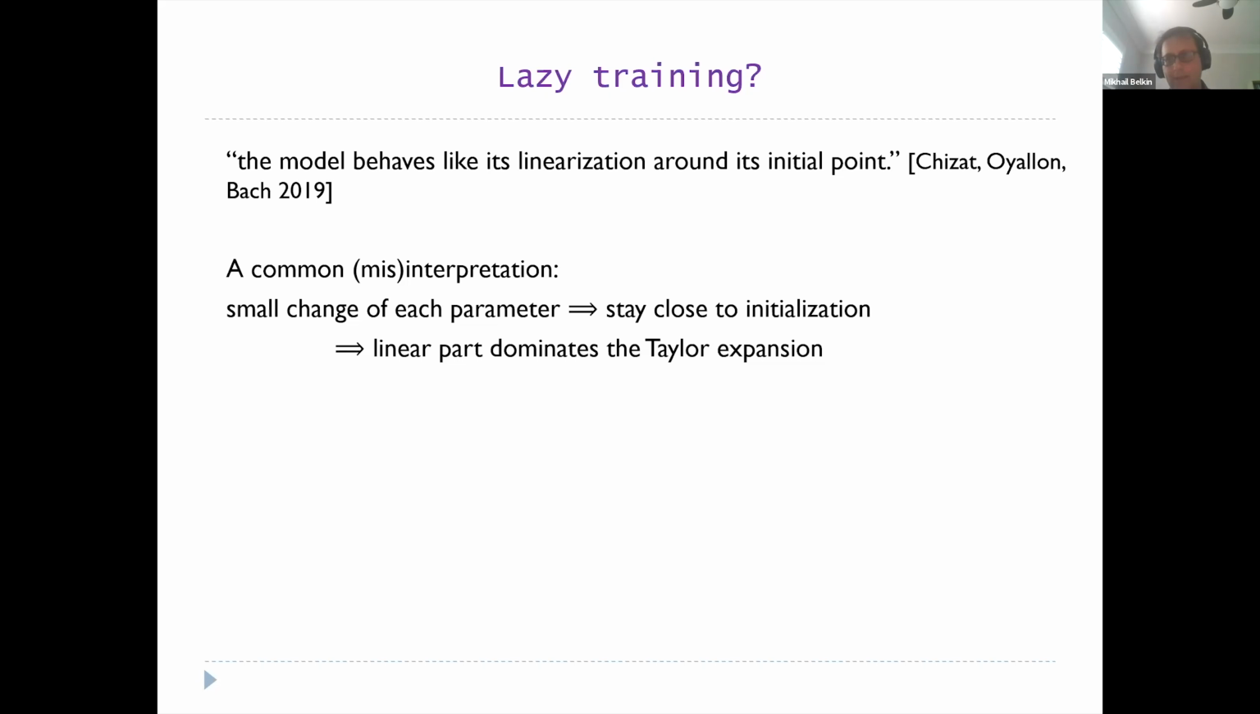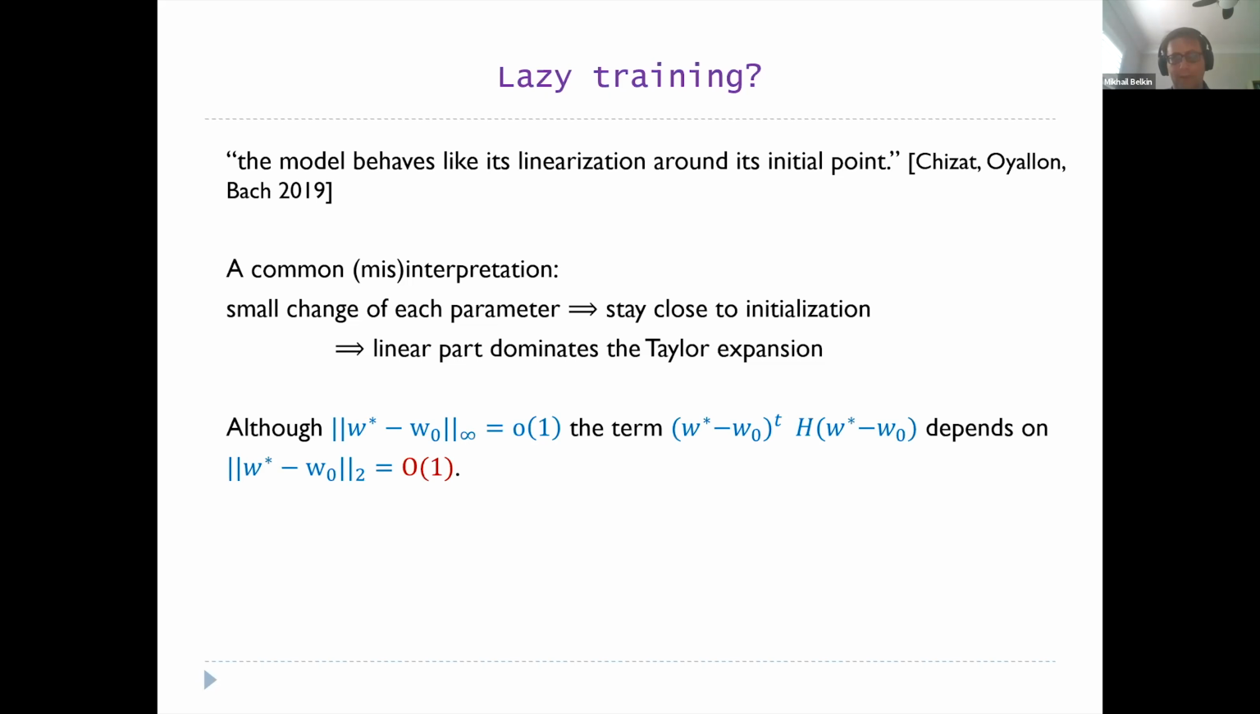And I think there are many papers which actually provide this explanation. This is, unfortunately, doesn't quite work like this. And let me point out the issue with this explanation. So what does it mean that each parameter changes just a little bit? All of the thing is true except for the linear part dominating the tail expansion.